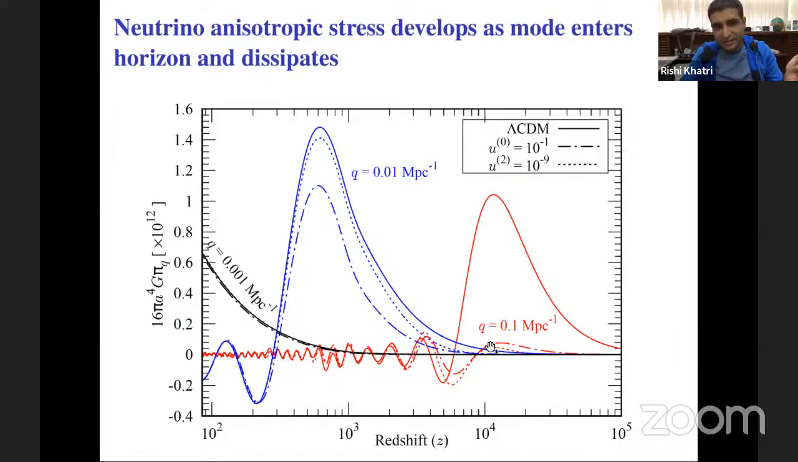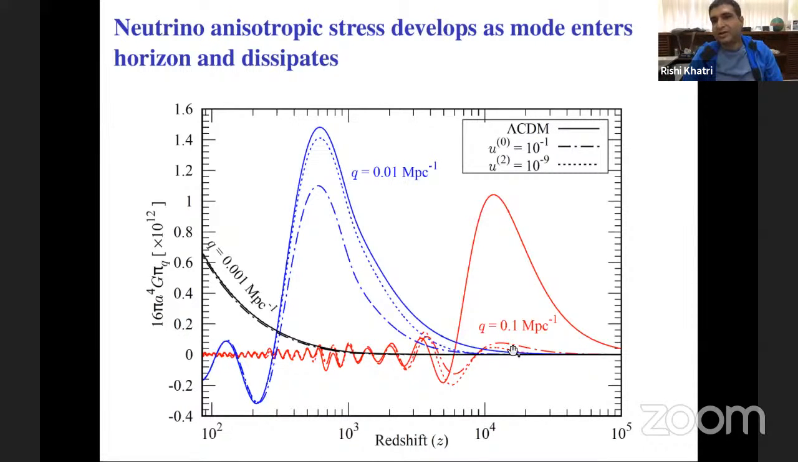So again, in the blue curve, you generate an anisotropic stress and then it dissipates. So 0.01 is actually also entering during radiation domination. Then if you introduce interactions, that is this U0 and U2 curve, and I have chosen a particular value so that for k of 0.1, when it enters, neutrinos are not really free streaming, they are tightly coupled. Then we see that this effect completely goes away.